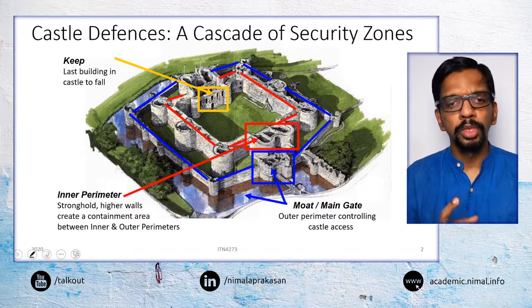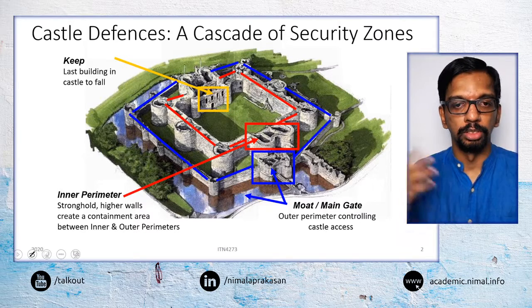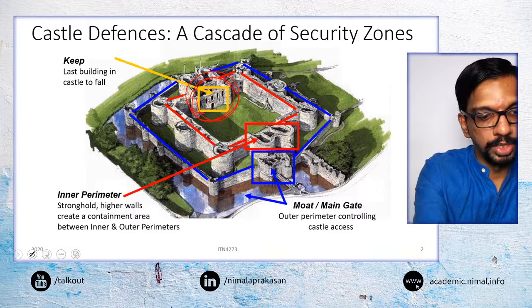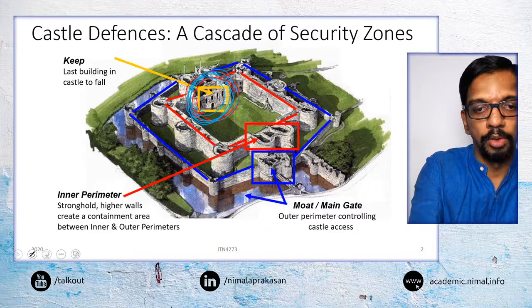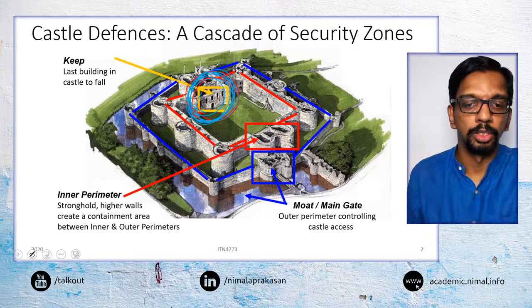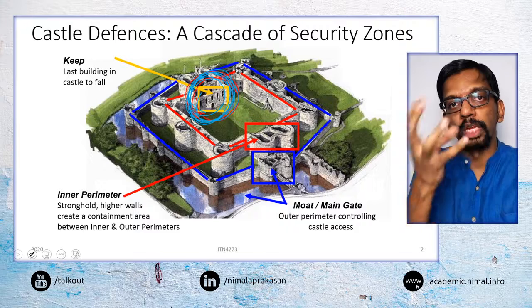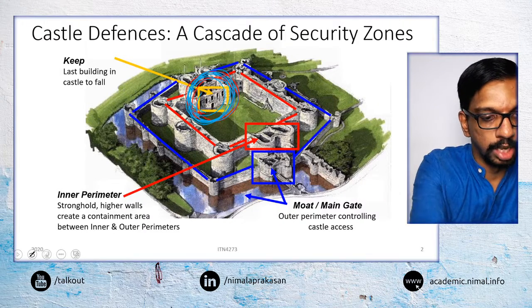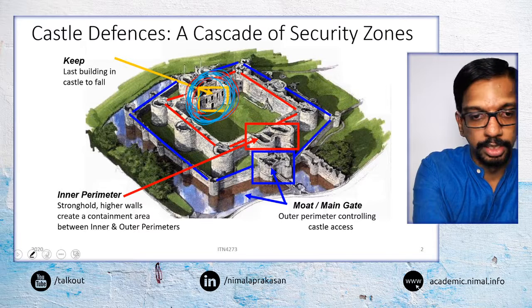So if we think about a castle, there would be something of interest that people are trying to protect. That is what we want to protect. That is where the king or the queen may be residing. So let's say that is what people are mainly interested in.